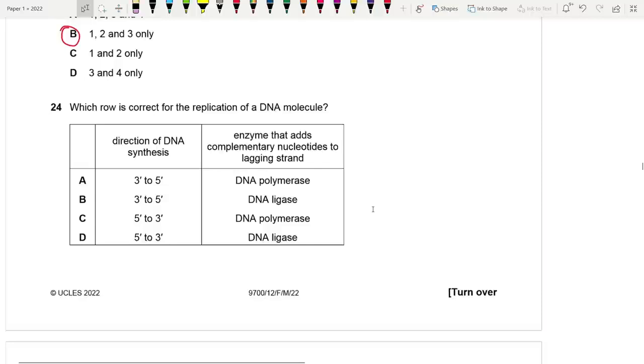Moving on to 24. Which row is correct for the replication of a DNA molecule? So DNA polymerase works in this direction. Remember, it always goes from the 5' to 3' end, right? And the enzyme is DNA polymerase. So the answer should be C. What does ligase do? It seals the nicks, right, between the Okazaki fragments.